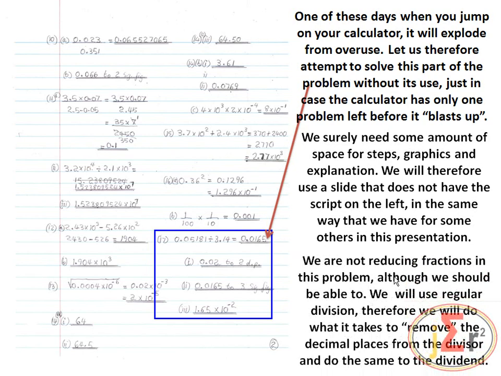We are not reducing fractions in this problem, although we should be able to. We will use regular division. Therefore, we will do what it takes to remove the decimal places from the divisor, and do the same to the dividend. We will do what it takes to remove the decimal places from the divisor. And whatever it takes, we will do that same thing to the dividend.